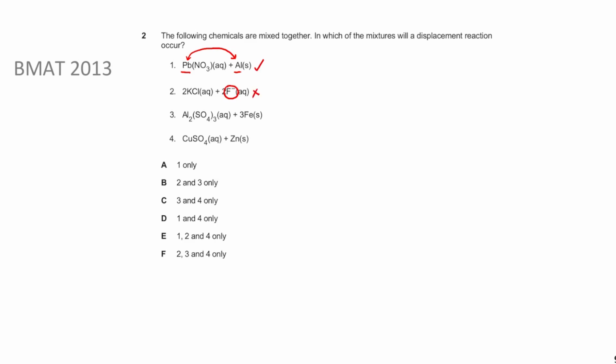The next one, we basically have a contest between aluminium and iron, and therefore what you should know for that, guys, is aluminium is going to be more reactive than iron. Therefore, aluminium is going to stay with the sulfate and not displace. So it can't be that one.